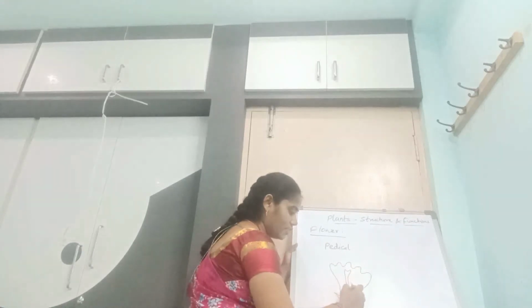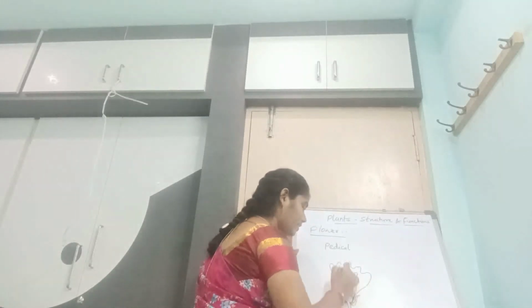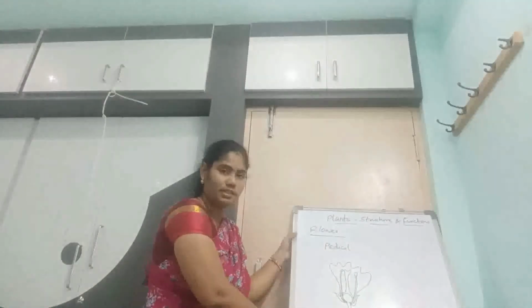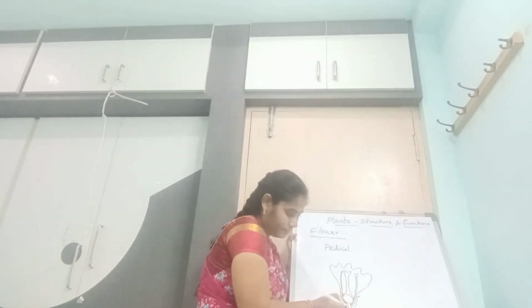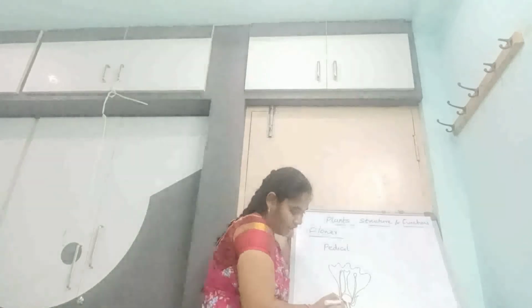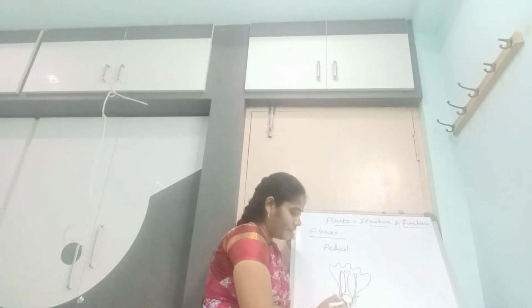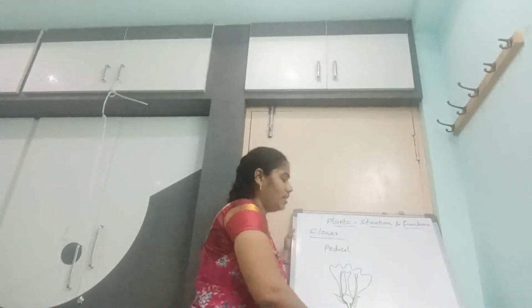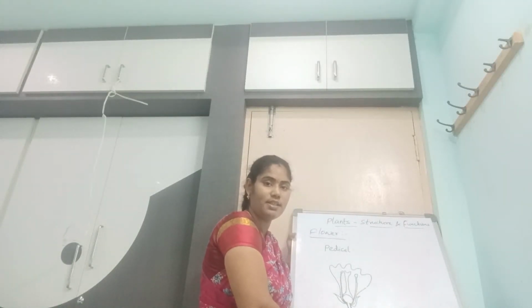So this is the general structure of the flower. I have drawn the LS of the flower. Here this is a pedicel, and the bulged structure above the pedicel is supported by the floral parts of the flower. So generally there are four important floral parts seen in the flower.